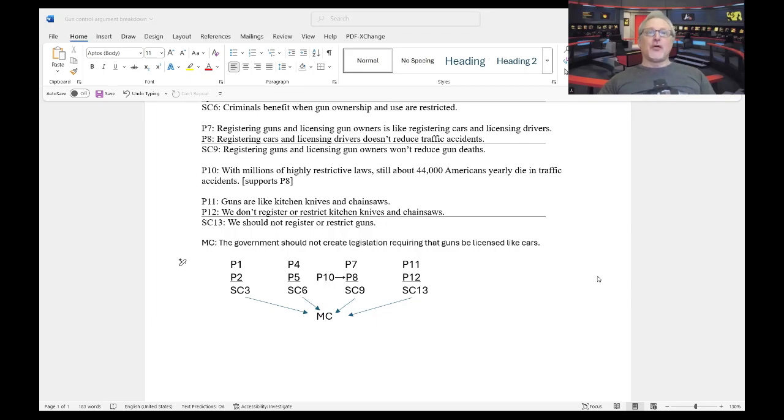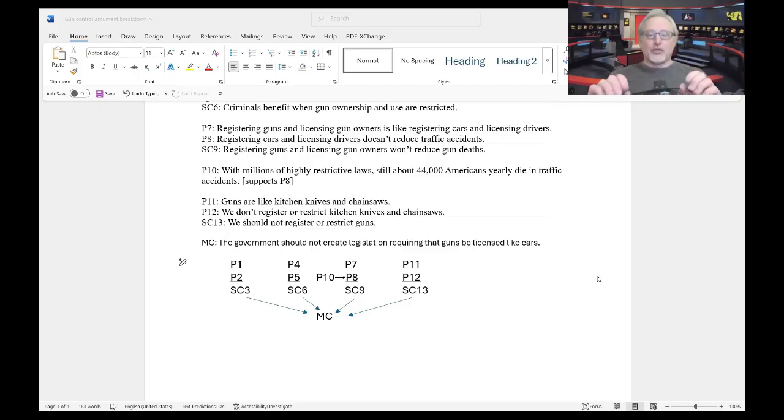So now we understand all the parts of this argument and how it fits together. Hooray! But we're not done. I'm sorry, there's more. I still need to show you how to evaluate complex arguments.